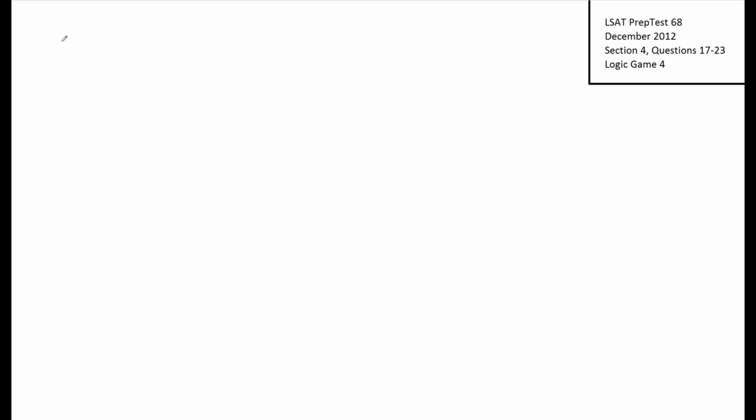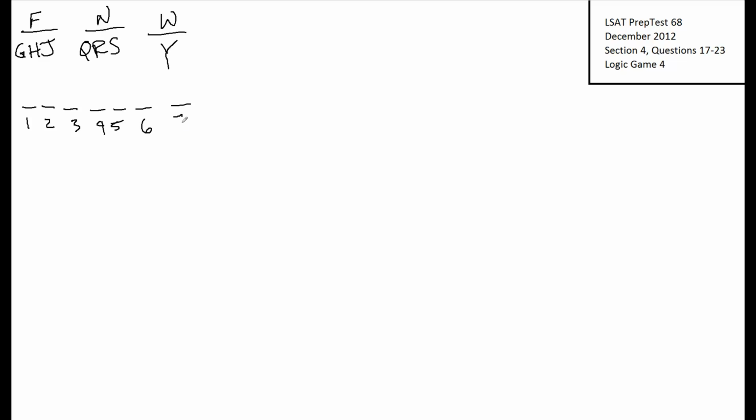So an editor will add 7 articles one at a time. 3 of the articles, G, H, and J, cover finance. So we have a finance category, G, H, and J. Okay. 3 other articles, Q, R, and S, cover nutrition. So we have nutrition, Q, R, and S. Okay. And the remaining article, Y, covers wildlife. Wildlife is covered by Y. Okay. And then we have 1, 2, 3, 4, 5, 6, 7. 7 slots, numbered. Okay. So the order in which the articles are edited is subject to the following conditions.